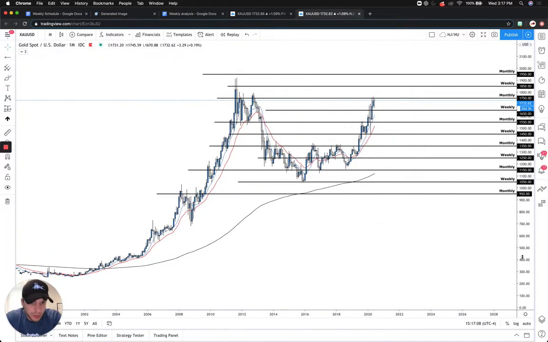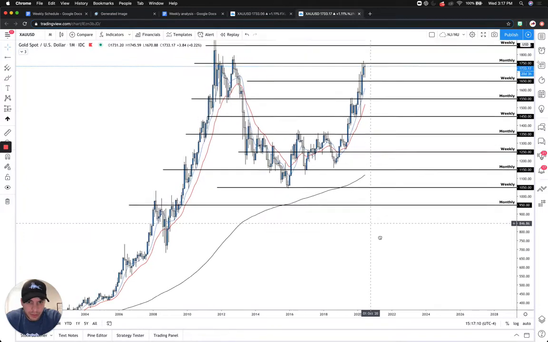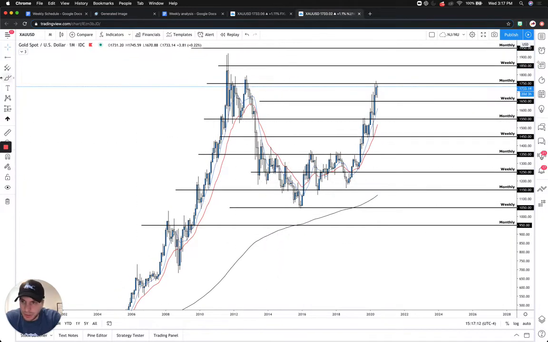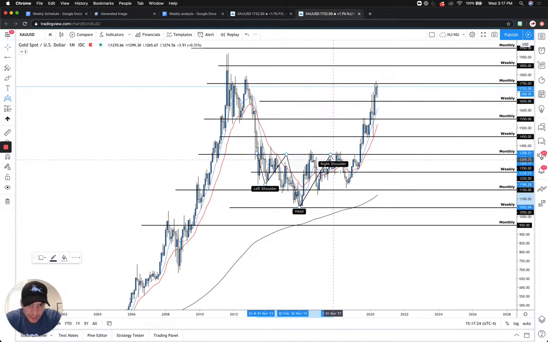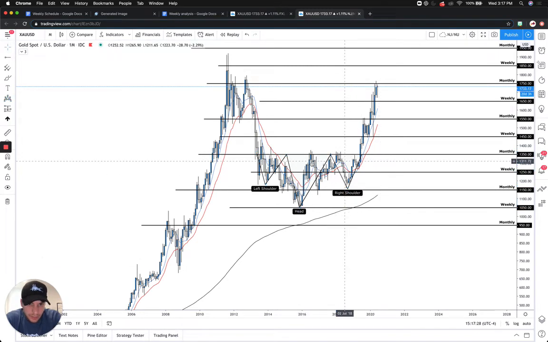I do want to bring this to your attention though right here. This looks like an inverse head and shoulders, an advanced one at that. So let's take a look. This would be the left shoulder over here. Neckline's up here on this monthly. Head is down here. Neckline again at the monthly. Right shoulder. And then boom, break at the neckline.